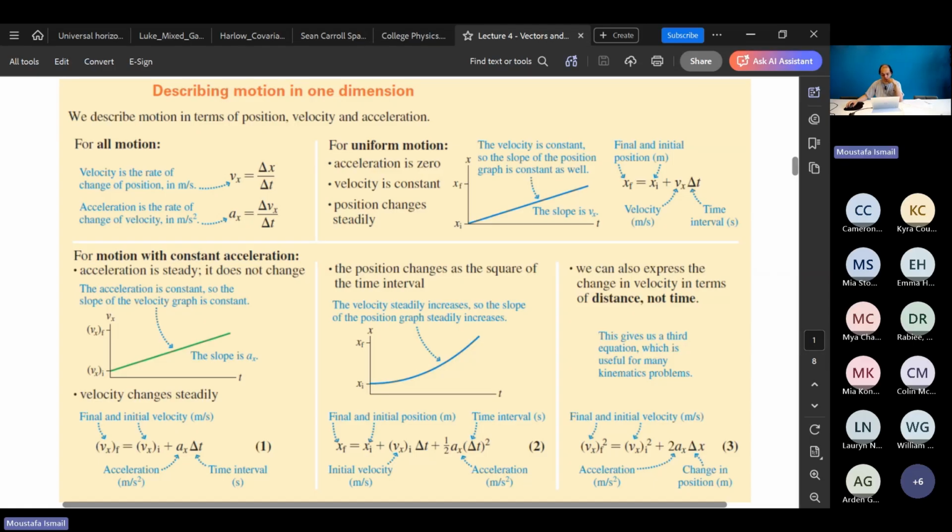Today, we want to do more than 1 dimension. We want to do 2 dimensions. But to do that, we need to be familiar with the language of vectors. Last time, we just denoted the direction with a positive or negative sign. But if we have more than 1 dimension, then a positive or negative sign is not enough. We need a direction, we need an angle, we need a magnitude. So that's what we're doing today.